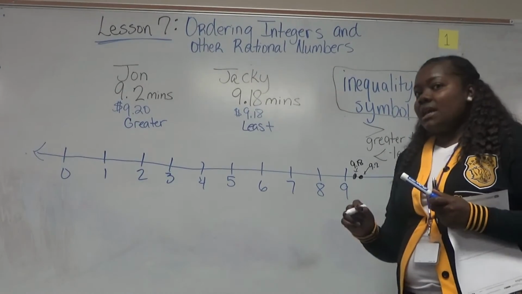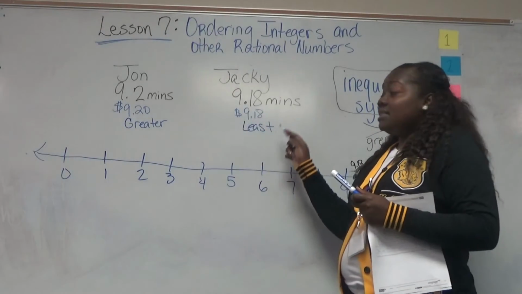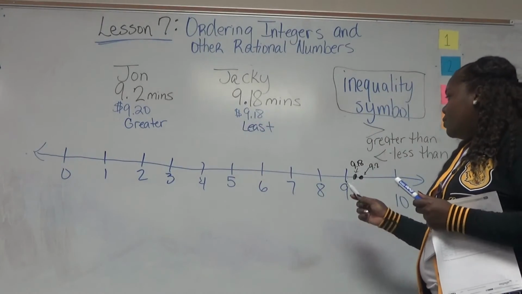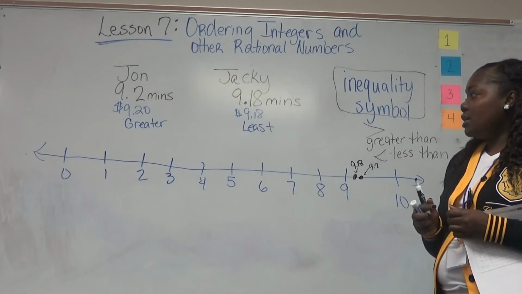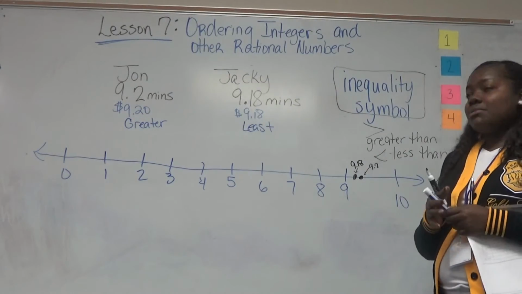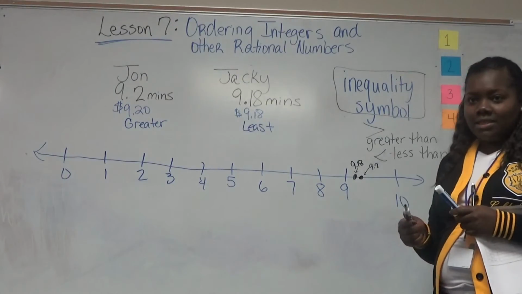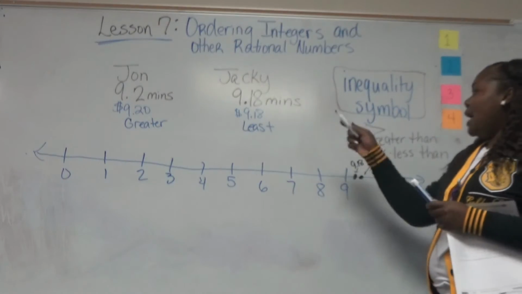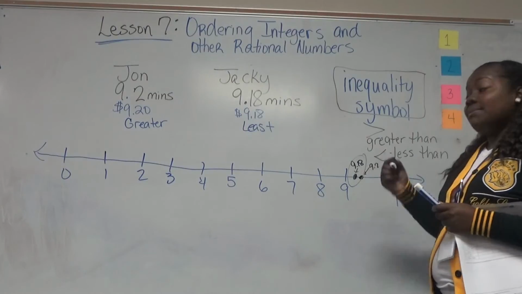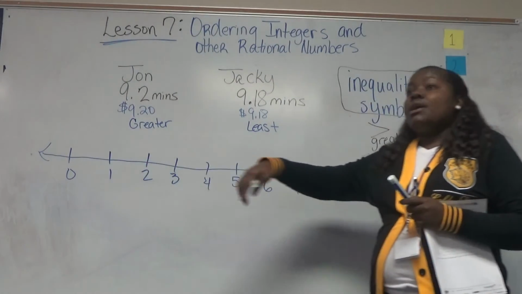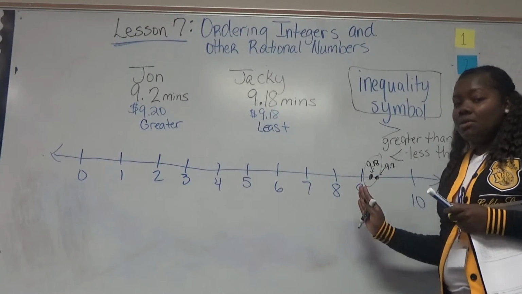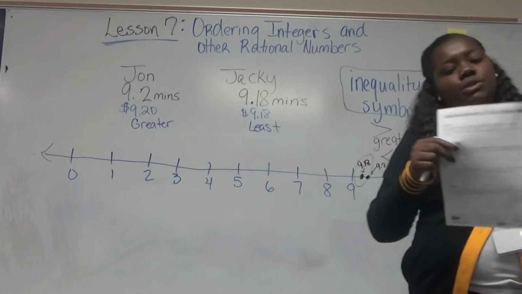So in this case, since I'm looking for the least amount of time, I'm looking for the one that's closer to the 0. So which one had the least amount of time again? Jackie. So whether you look at this like it's money or whether you look at it in its relationship to 0, you can figure out which one is least or which one is greater.